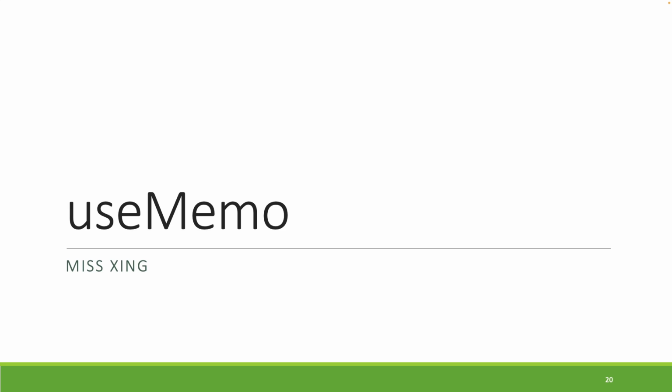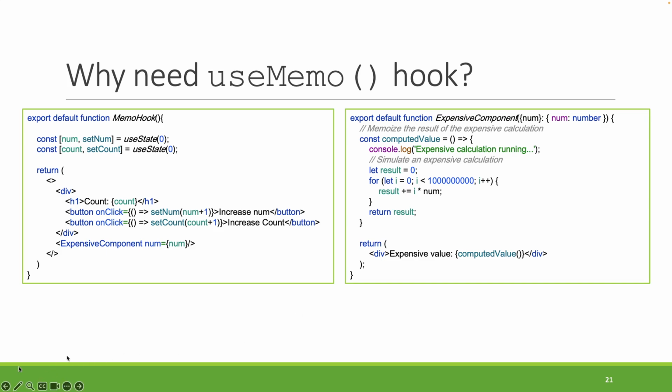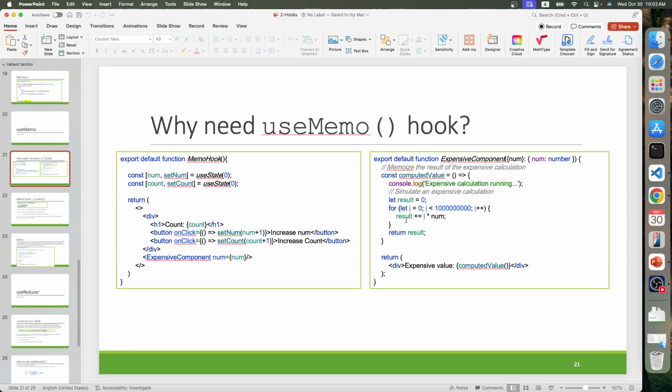In this video, I'm going to cover useMemo. So first thing, let's take a look at why we need to use memo. Okay, we have a scenario which has an expensive component. In this expensive component, we have a computation, and this is very expensive. And this expensive component depends on the number passed from the parent.